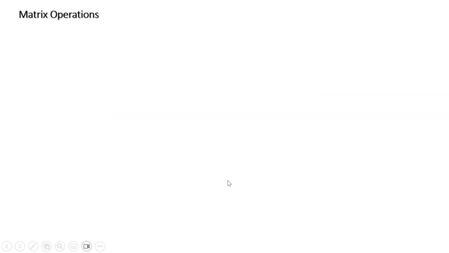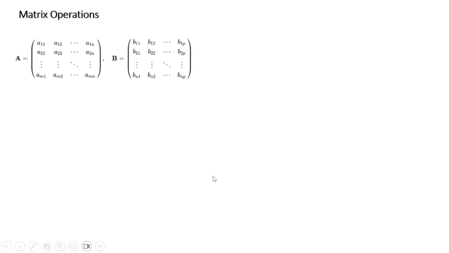Okay. Now comes matrix operations. In order to add or subtract matrices, the matrices must be the same size. They must be the same size. If not, it cannot be done.